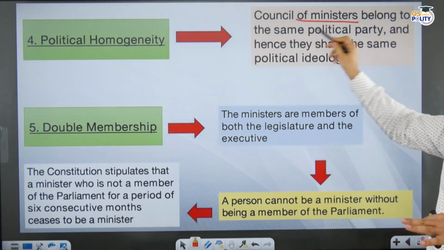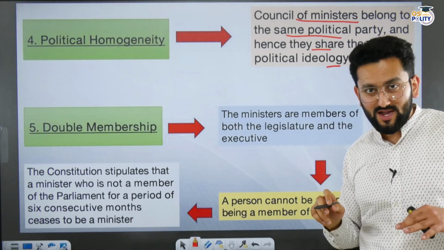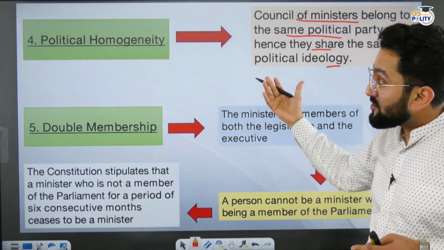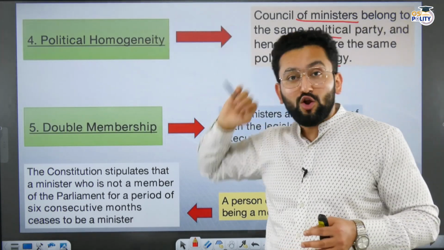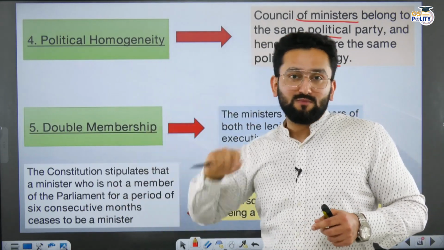So Council of Ministers belong to the same political party and hence share the same political ideology. Okay, what is going to happen in case of coalition? What is going to happen with political homogeneity then? Because we are talking about a feature of the parliamentary system.